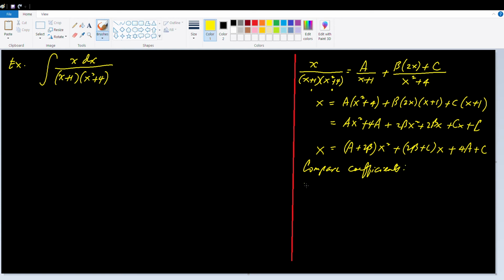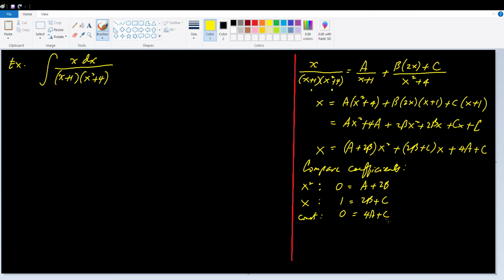We can start at x squared. So the left side, the coefficient of x squared is 0. At the right side, it is a plus 2b. The coefficient of x at the left is 1. At the right side, it is 2b plus c. And then the constant at the left is 0. At the right is 4a plus c. Alright?